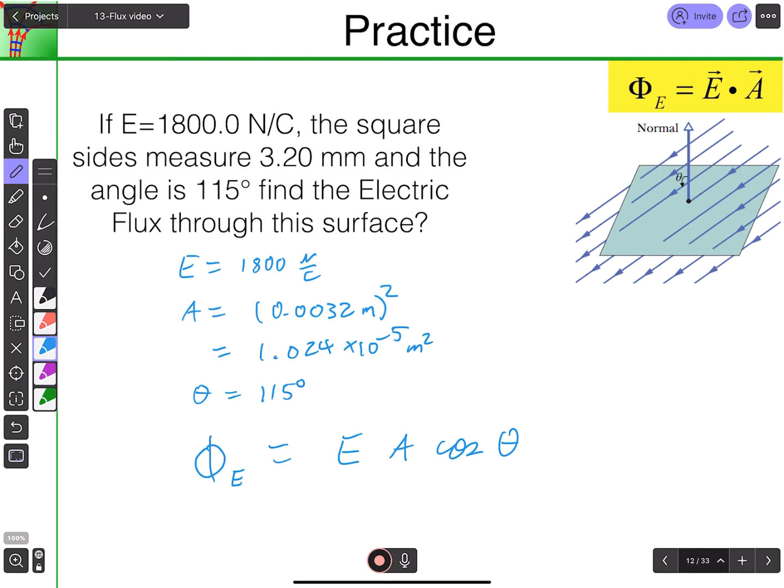And what do I get? I get approximately here. I made a mistake. Times, there we go. I get minus 0.00779 newtons meters squared per coulomb. So that's the electric flux in this particular case. It's a very small area is why, right? The area here is teeny.